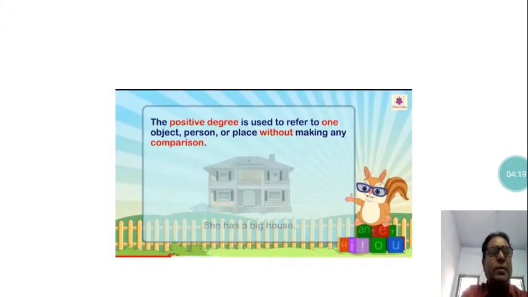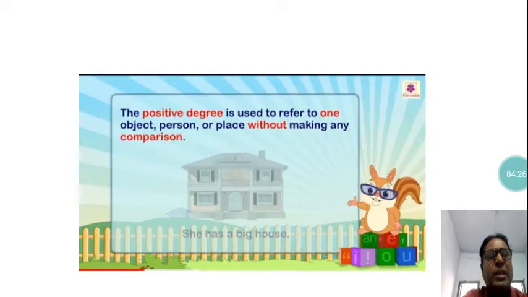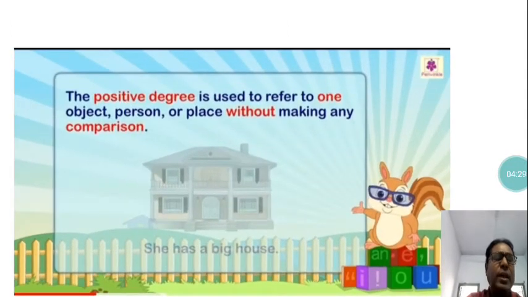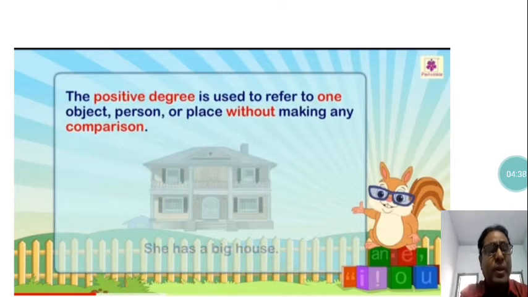Positive degree, here in the form you can see. The example before you: she has a big house. Before house, the word big is an adjective and this is in the first form of degree. That is positive. Big is positive. In comparative form, big becomes bigger. And superlative form is biggest.